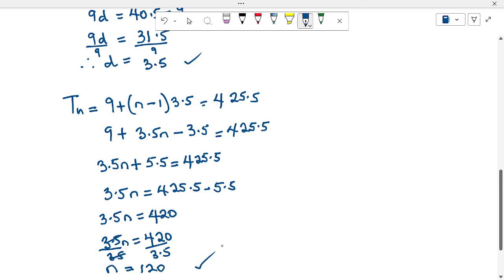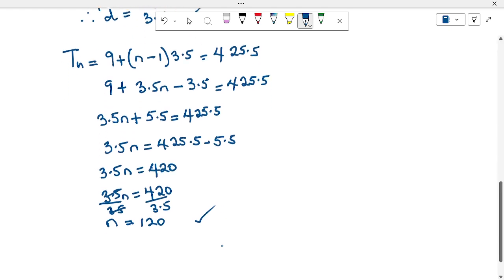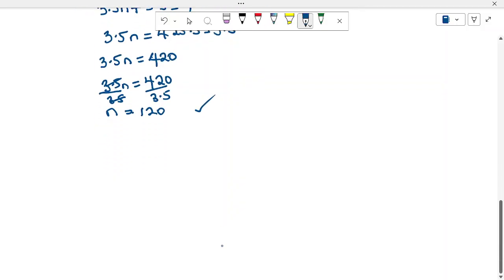Good. Excellent. The position that gave us 425.5 is the 120th position. You can do it. If we have time, you can do it at home. You can start with 9 and continue to add 3.5. If you add 3.5 to 9, your first term is 9. Your second term will be what?